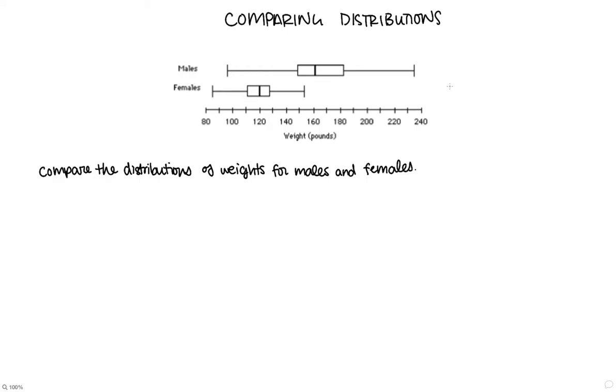Hello everyone, and in this video we're going to learn how to compare distributions. Comparing distributions is usually when we're given two different sets of data. Now this can be in various forms such as tables, box plots as you see here, stem and leaf plots, or even bar graphs, histograms, or just bell curves. And what we're really asked to do is compare these distributions.